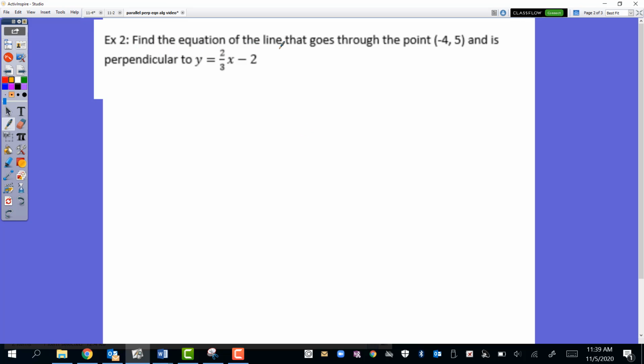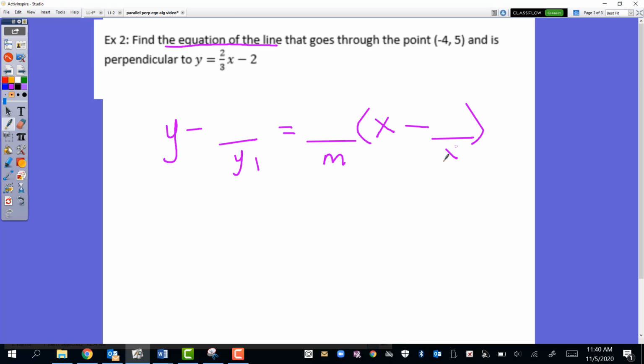So here we go. Find the equation of the line that goes through the point (-4, 5) and is perpendicular to this equation. So first thing, they're telling me find the equation of the line. I don't have a graph. That means I'm doing y minus blank equals blank, x minus blank. Okay? With my y1, my slope, and my x1.